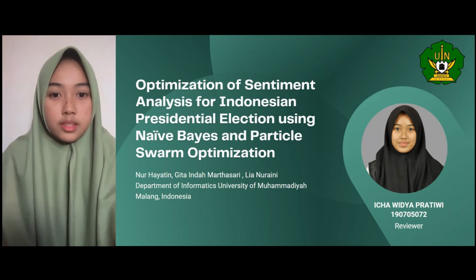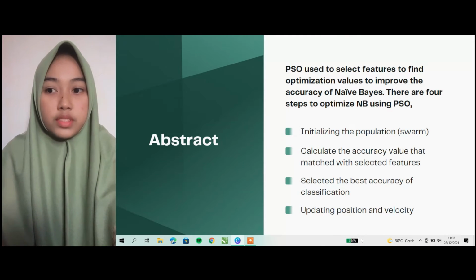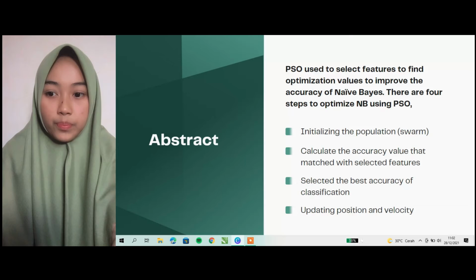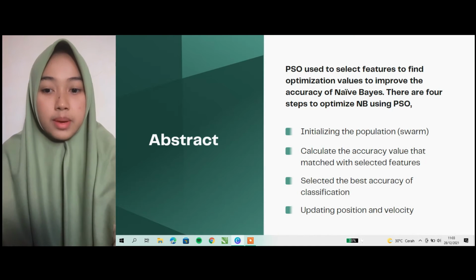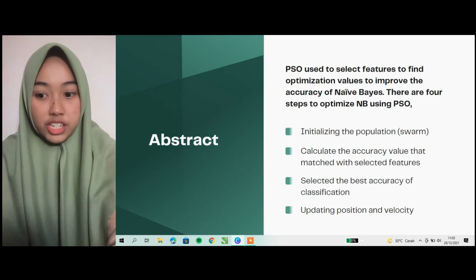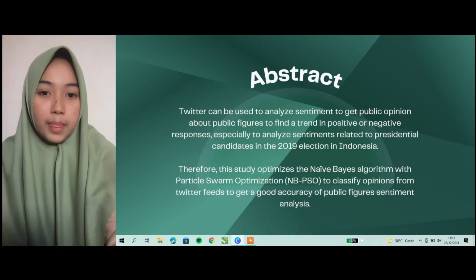Okay, first, the abstract chapter. PSO is used to select features to find the optimization value to improve the accuracy of Naive Bayes. There are 4 steps to optimize NB using PSO. First, initializing the population. Second, calculate the accuracy value that matches the selected feature. Third, select the best accuracy of the classification. And last, updating position and velocity.